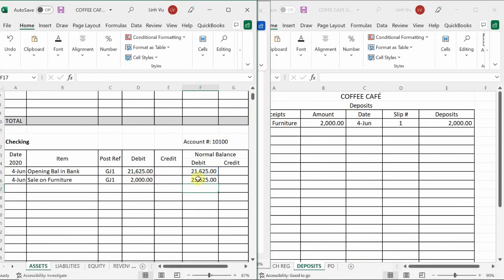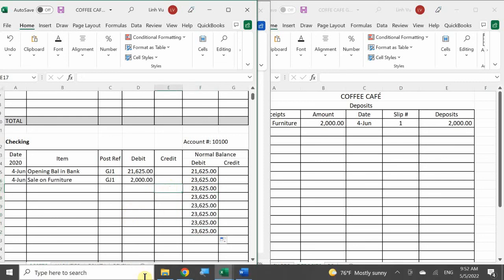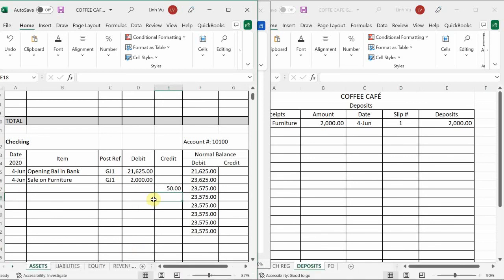So then that means the next time, if I go ahead and use this little feature here where I could drag my formula down, let's say I paid for something for $50, it will automatically calculate that for me right there. So then I never have to actually calculate this on a calculator, right? It will do it for me automatically. Okay, so in this case, it subtracted $50, right? If I went from 23,625 minus 50 gave me 23,575, right? It does the math for you automatically. Okay? And that's true for this too.